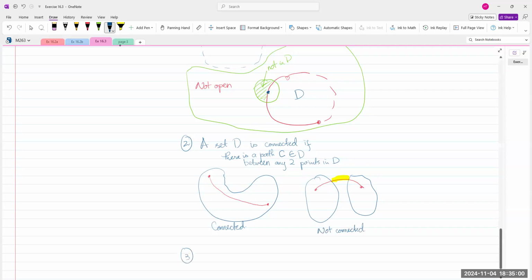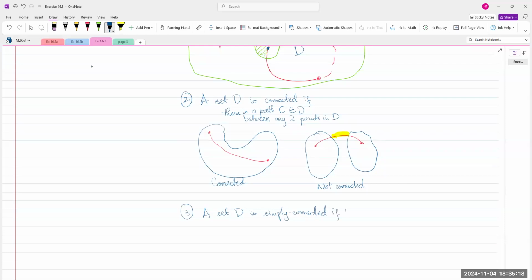Okay, now this is not connected. Now the third one, what is simply connected? A set D is simply connected if it doesn't have a hole. That's the easy one. If it has no hole. A more technical definition says that a set D is simply connected if every closed path, however you create a closed path, encloses a region fully in D.